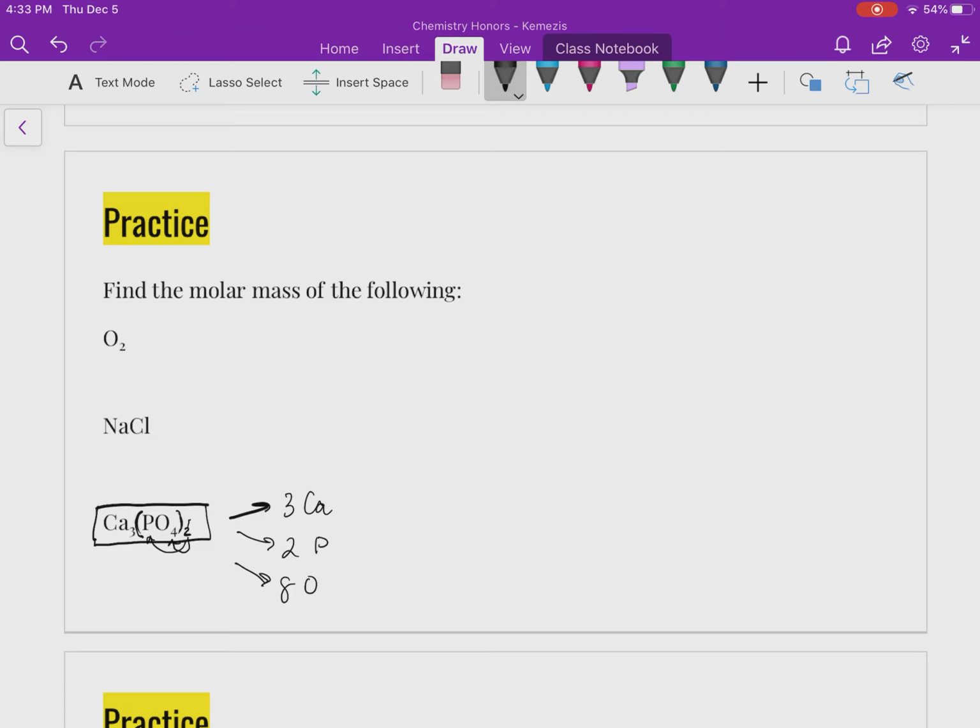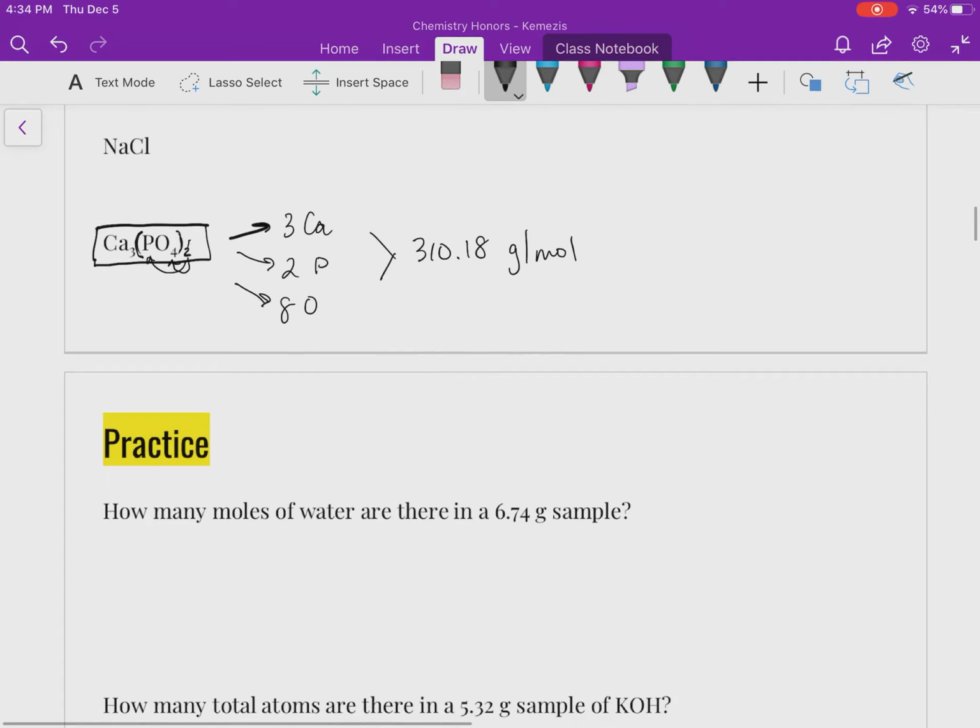So we're going to do the calcium plus the phosphorus, 2 times that, 30.97, plus 8 times oxygen. This is going to have a total molar mass, 310.18 grams per mole of that substance. Okay, you can do the other 2 as practice.